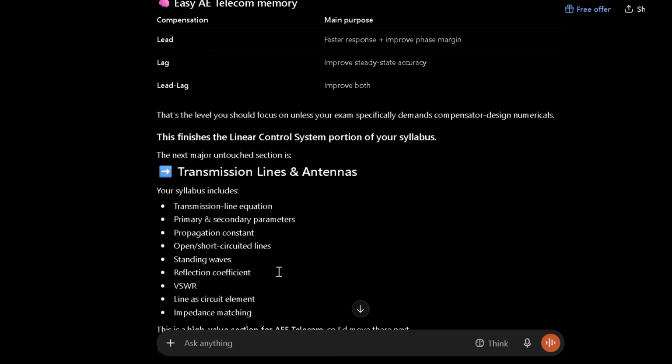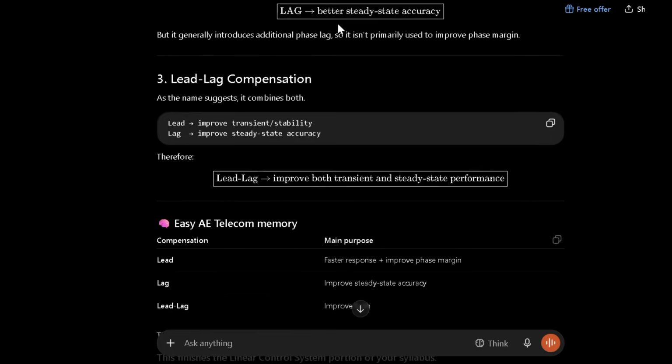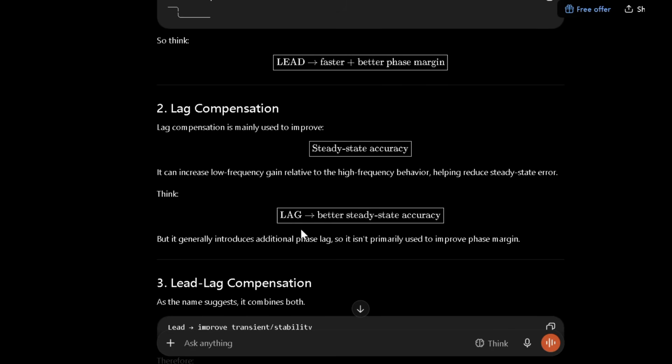Next, I have completed all this, but we have to study. I am very confused with some thoughts here. Steady state accuracy.